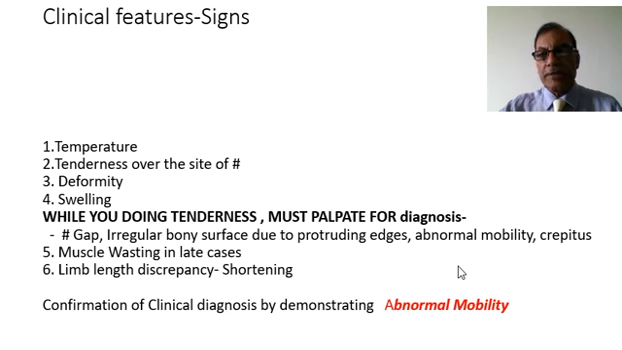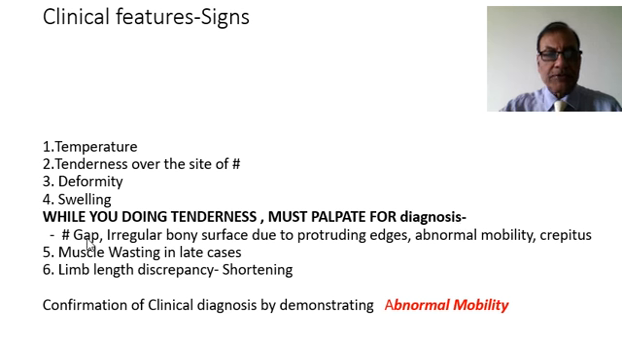Now, for the signs on palpation, the temperature is to be taken, usually raised. The tenderness will be on the fracture side, either middle third, upper third, or lower third. You will define the deformity, either in the form of angulation or shortening. You will be defining the swelling as you have seen in the inspection. And while you are taking the tenderness, don't forget to palpate for the diagnostic pathognomonic signs of fracture.